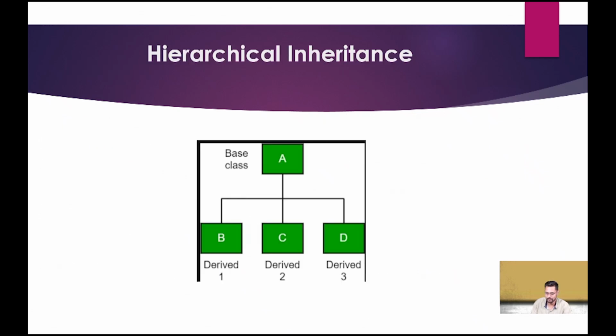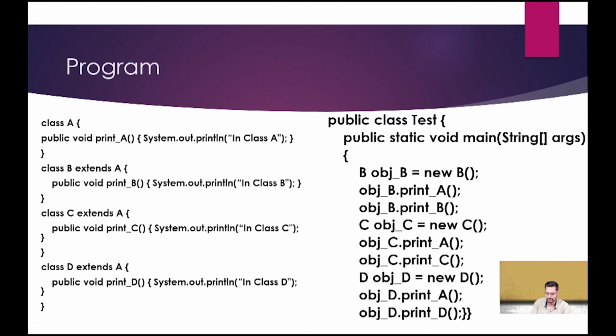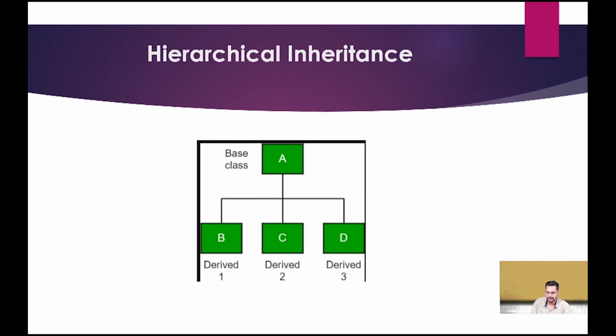And with the help of obj_B we can only access the functions of class A and class B, not class C and D, only class B and class A. And with the help of object C we can only access the functions of class C and class A, and with the help of object D we can only access the functions of class D and class A. So that's why this is known as hierarchical inheritance.